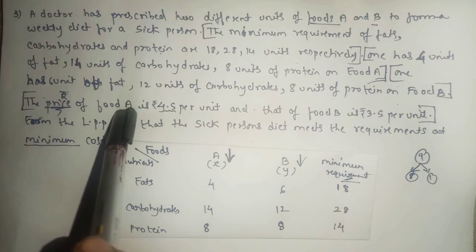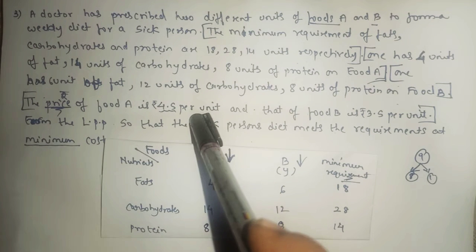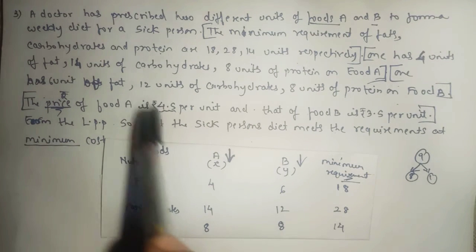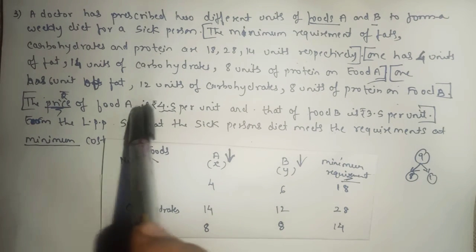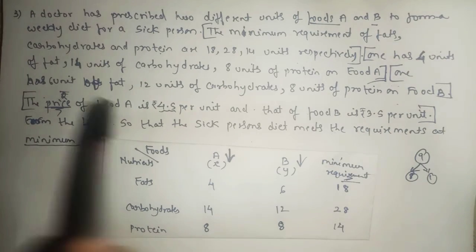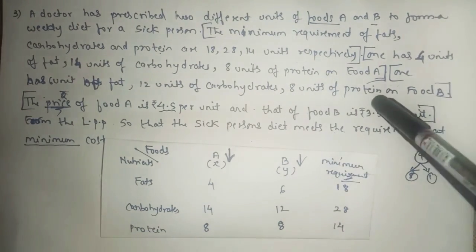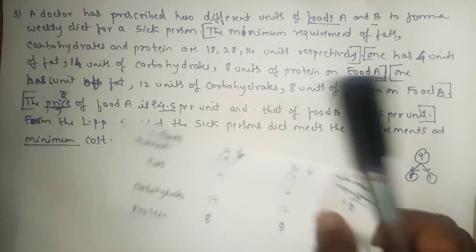The price of food A is rupees 4.5 per unit, and that of food B is 3.5 per unit. So food A is x, so 4.5x, and this will be 3.5y. From this sentence you will get the idea about z.